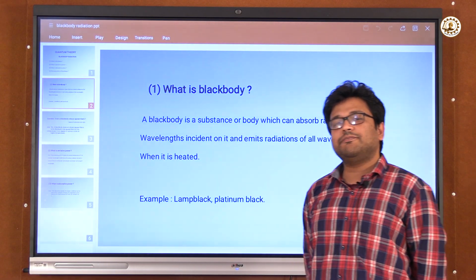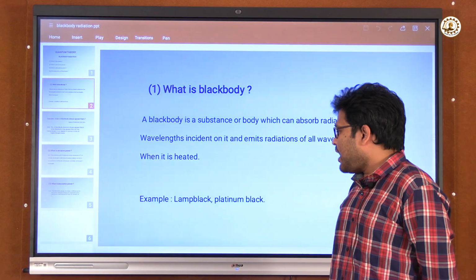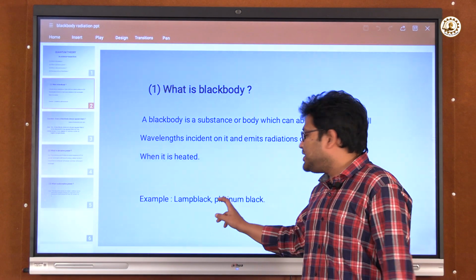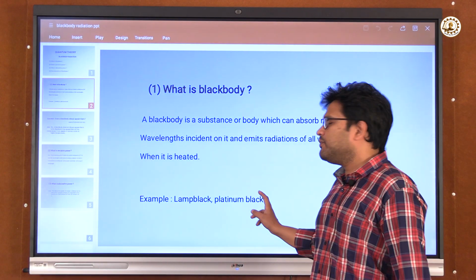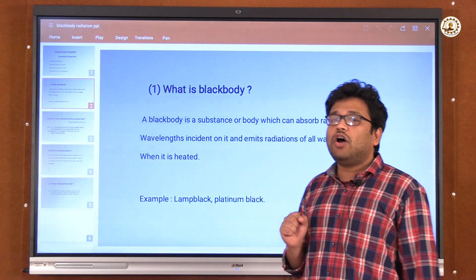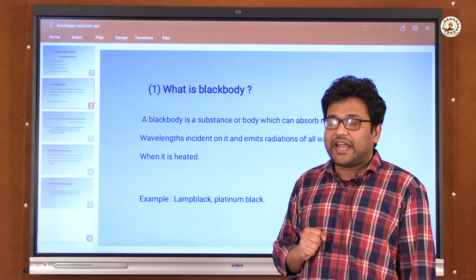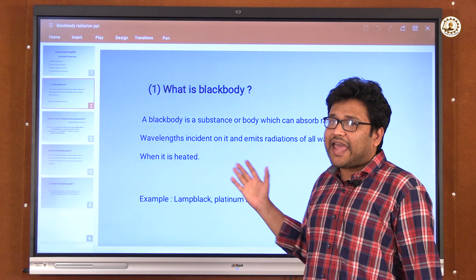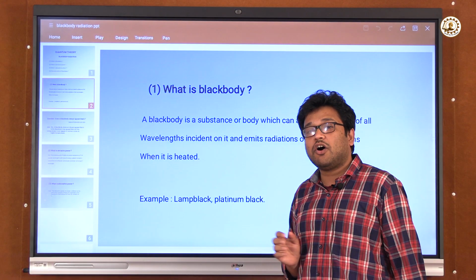Now, what are the examples of blackbody? The examples of blackbody are lamp black and platinum black. These are two typical examples of practical blackbody. Why are they examples of blackbody? Because they can absorb radiations of all possible wavelengths up to 95% of the incident. That means if 100% radiation is incident on them, they can absorb 95% of it. So that is why they are typical examples of practical blackbody.